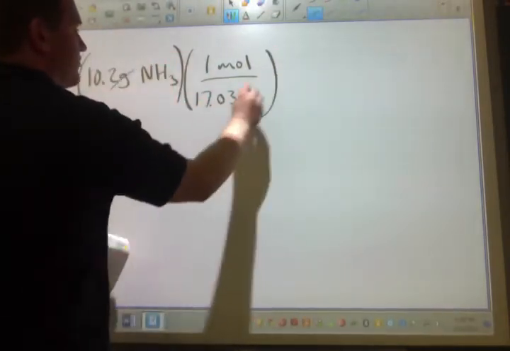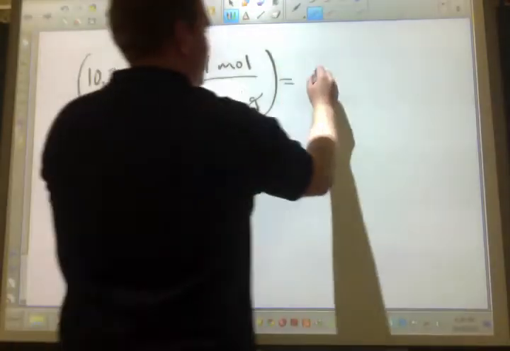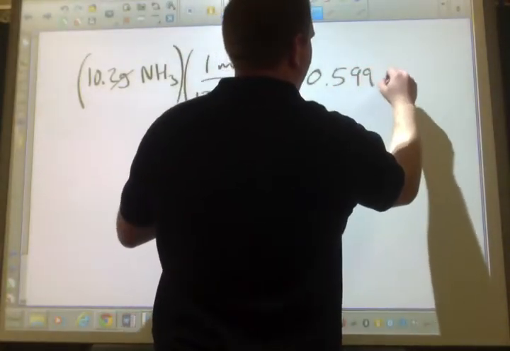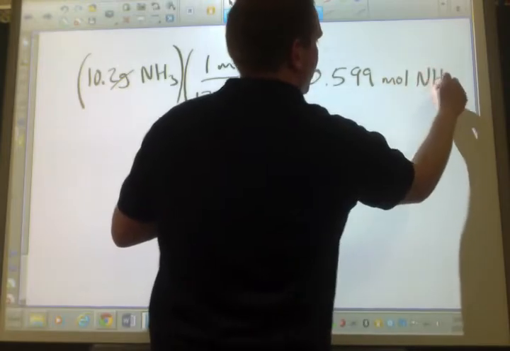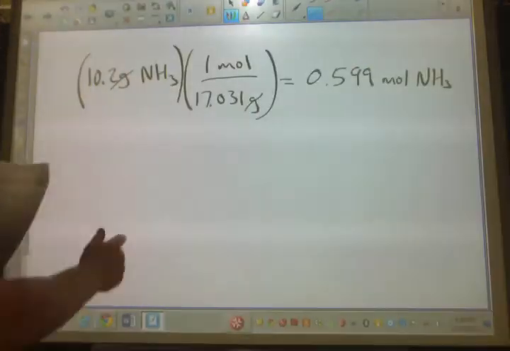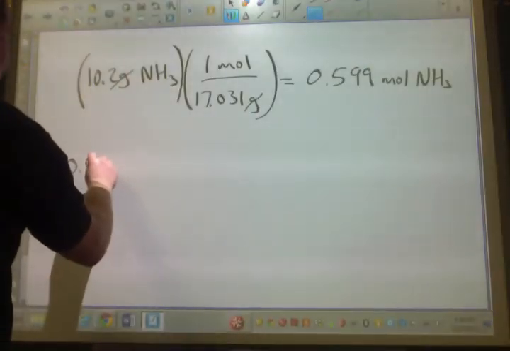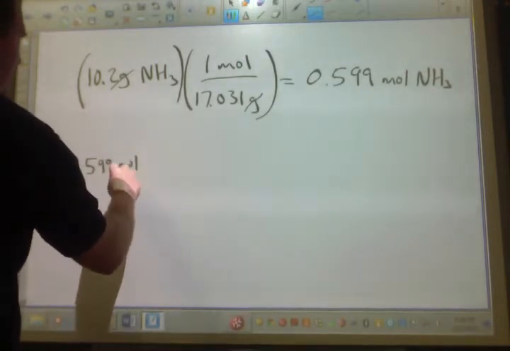Grams. Gram cancels gram. We get 0.599 moles of NH3. We're then going to apply that to our energy. So 0.599 moles of NH3.